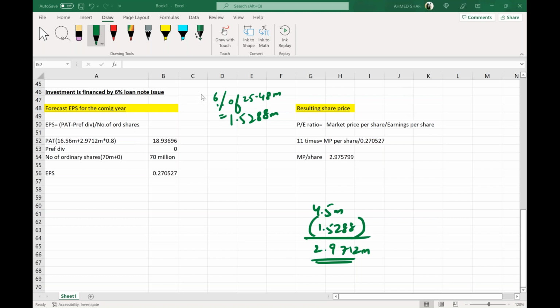Ahmed, this is the interest. What you're asking, how is interest calculated? This is the interest portion. How do you get interest? The amount financed multiplied by rate of interest.